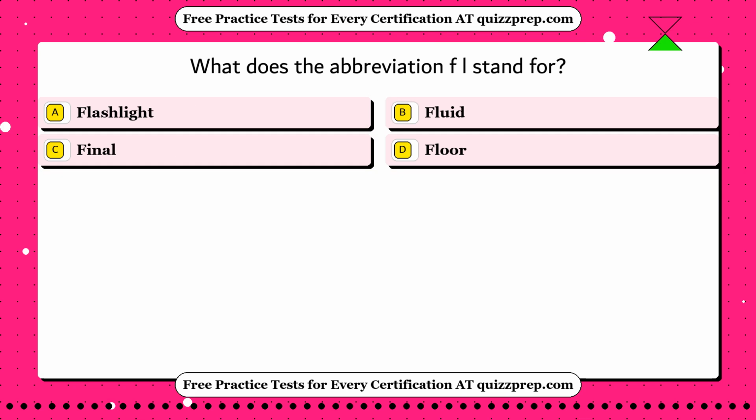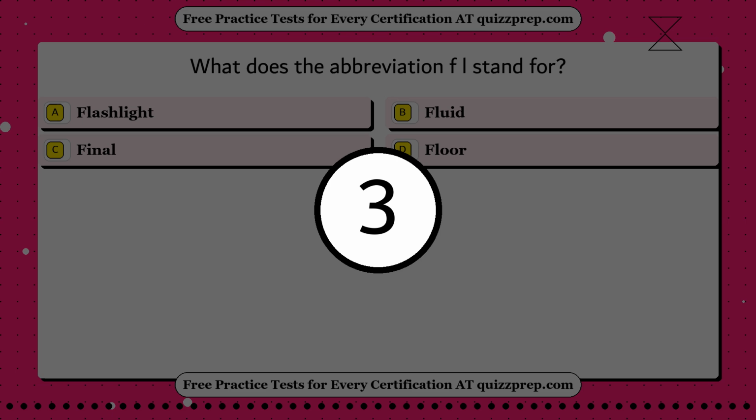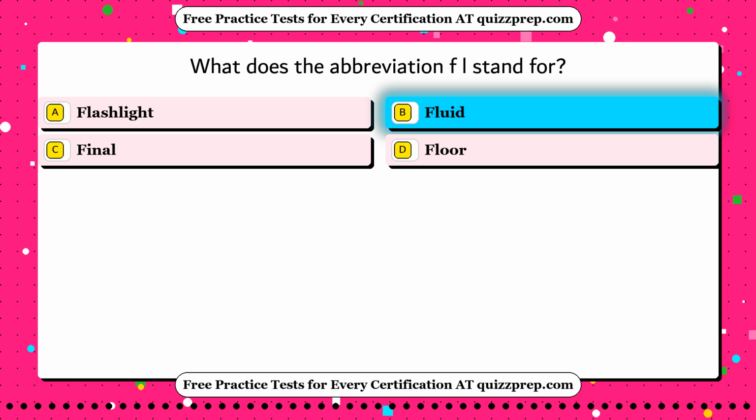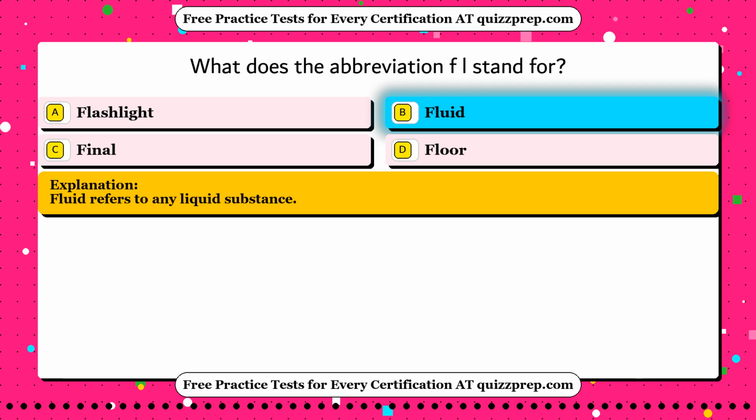Question 42. What does the abbreviation FL stand for? Option A, flashlight. Option B, fluid. Option C, final. Option D, floor. The correct answer is option B, fluid. Fluid refers to any liquid substance.